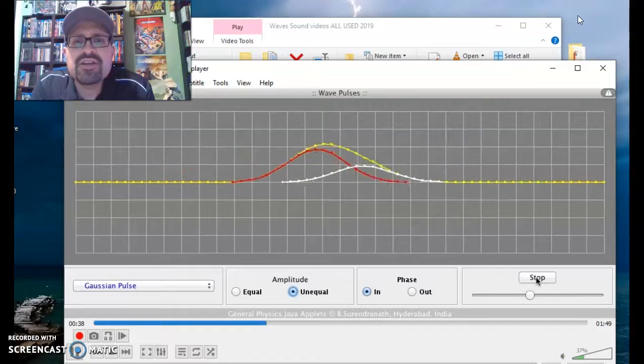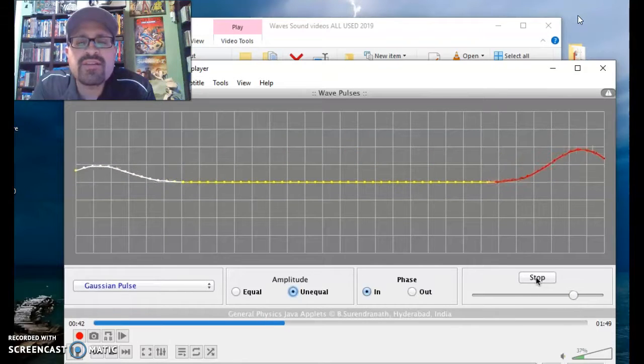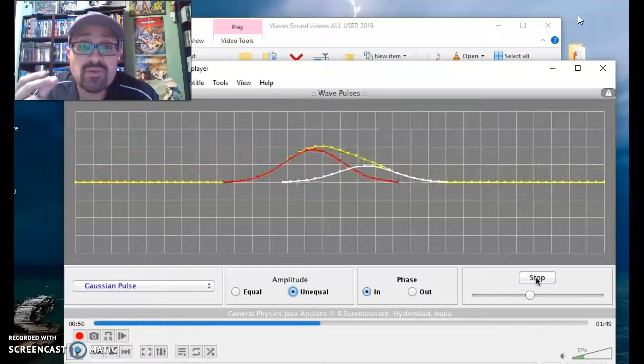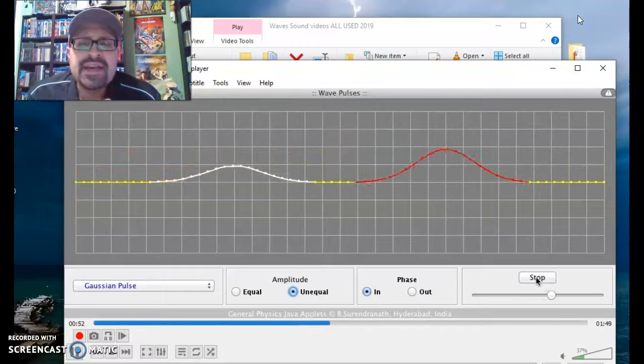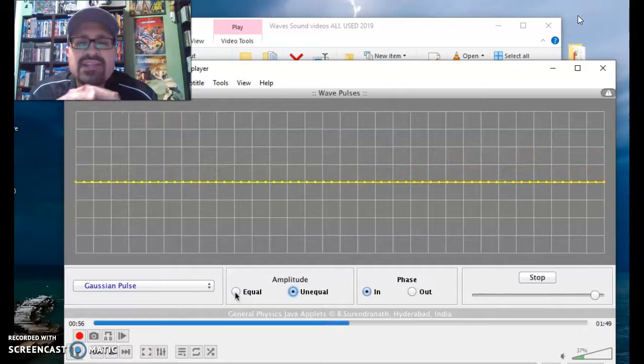Here you can see that they've changed the amplitude of the white wave to be a little bit smaller than that of the red. And again, when the two waves are at the same place at the same time, they add to create right there a superposition whereby the two waves add to one another in a constructive way.